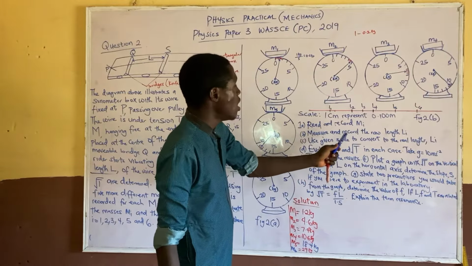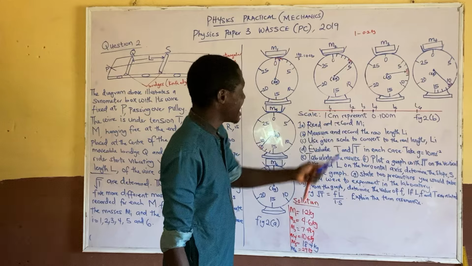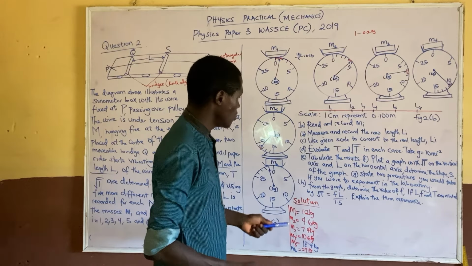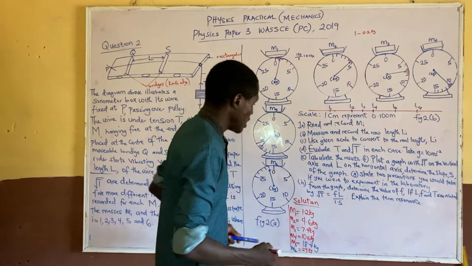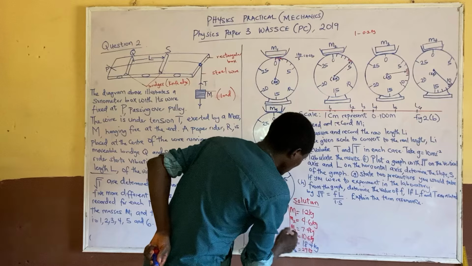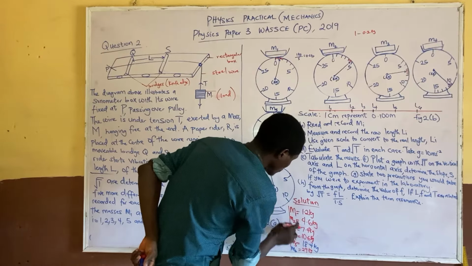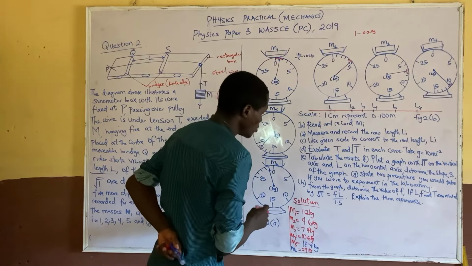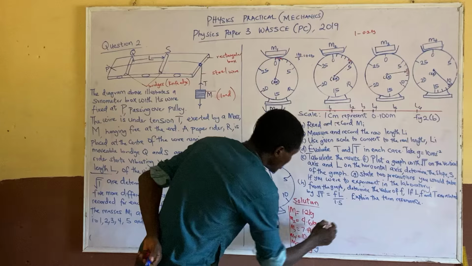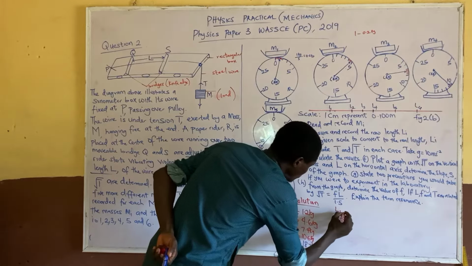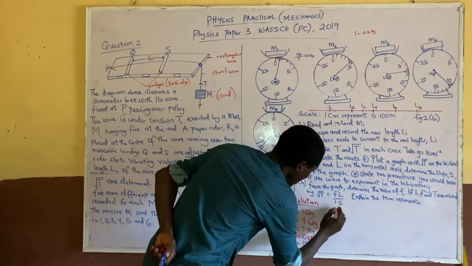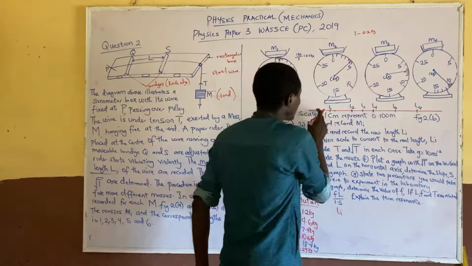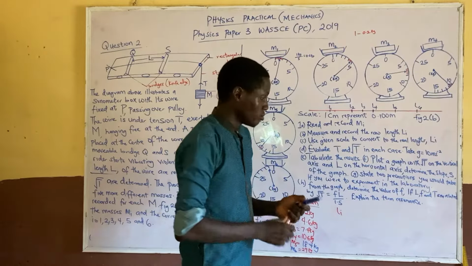Now measure and record L1. We have to measure and record L1. Now how do we record L1? L1 is small letter l with subscript 1. So now you have to use your meter rule to measure.